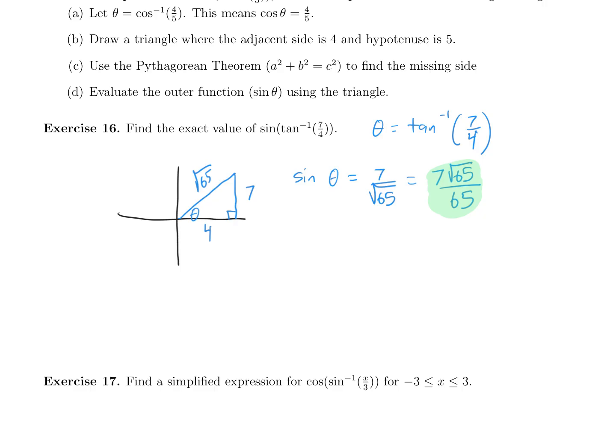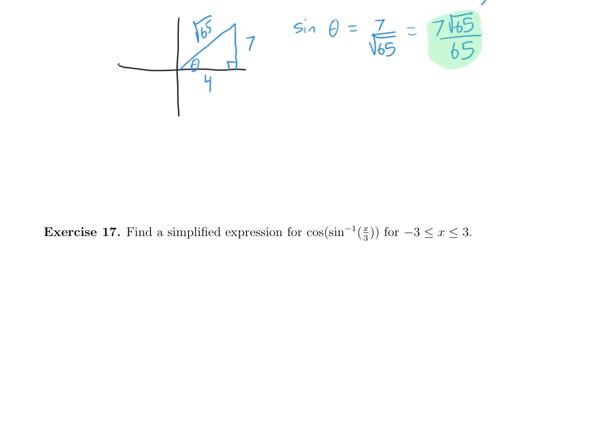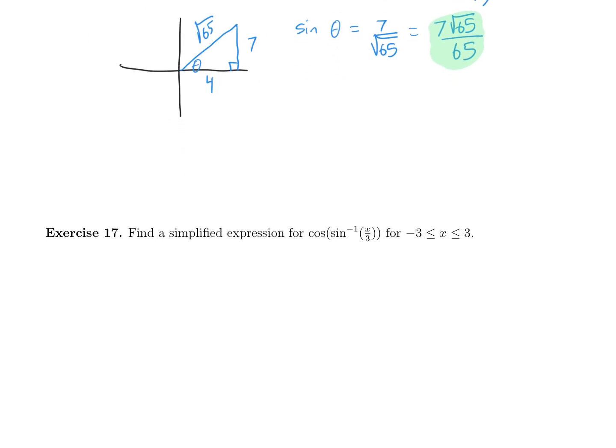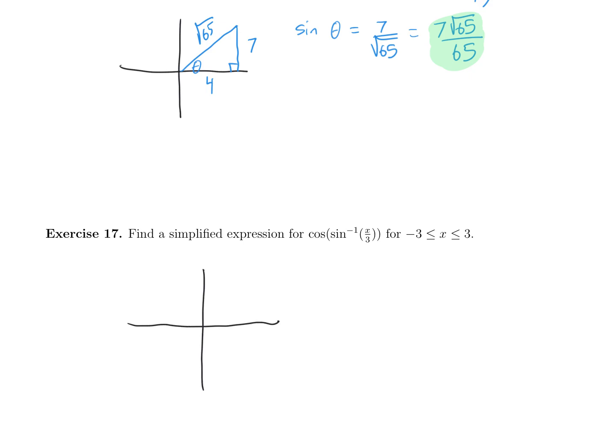Okay, so moving on to the last one. This one is very similar. The only difference is that there's an x instead of an actual number. So there's a variable there. So let's start it the same way. Let's go ahead and draw our triangle. Draw our triangle. Okay, so this will also be in quadrant 1.